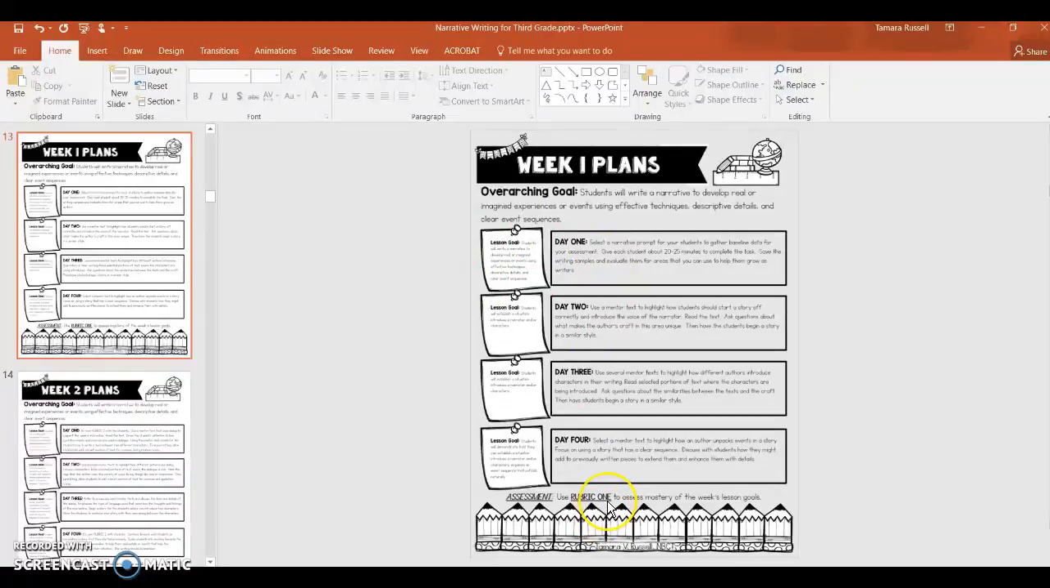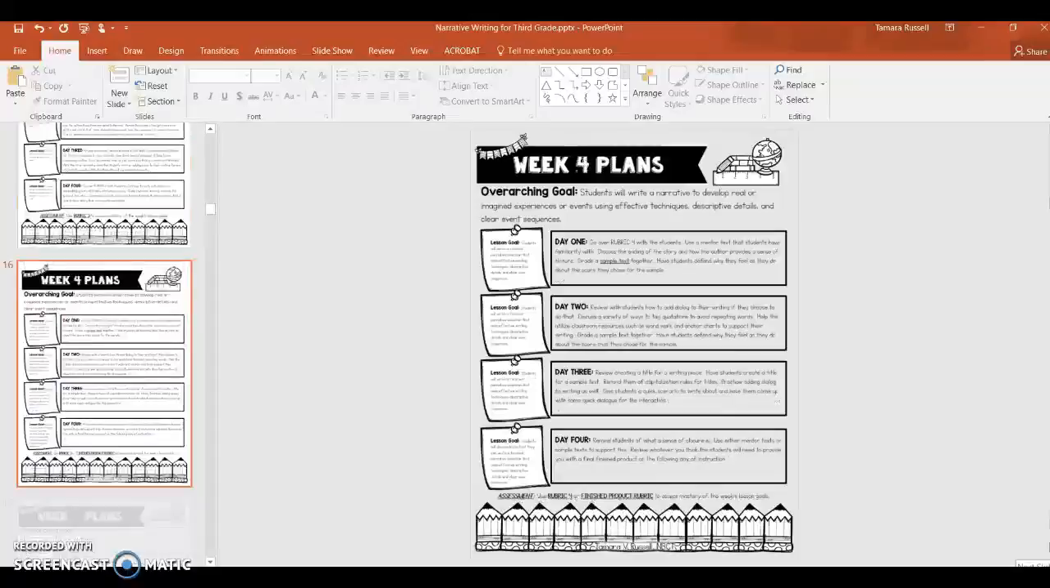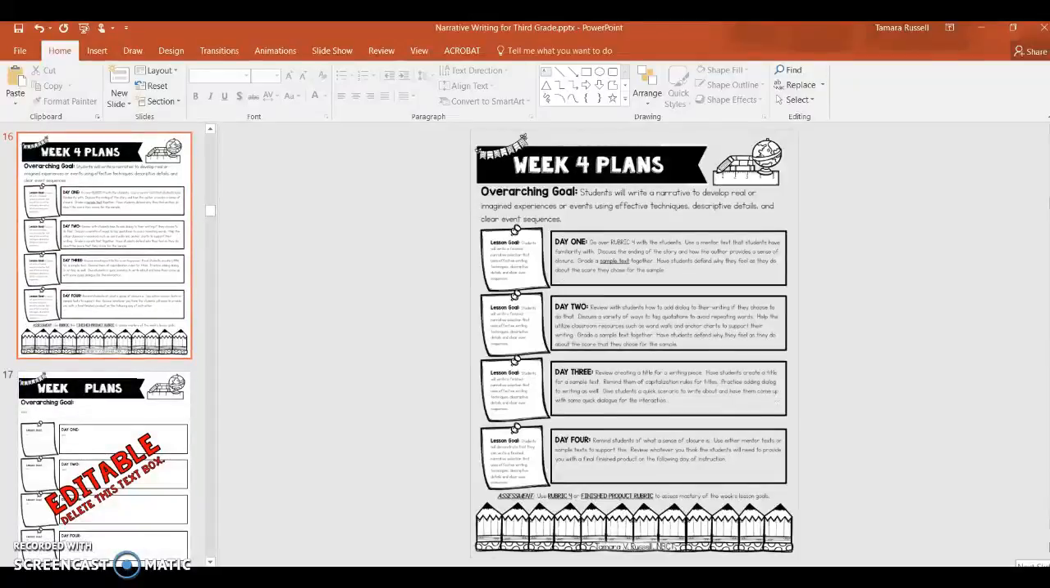And then on the 5th day, you can do a quick write with your students and follow up with the rubric that I've given to you. And we're going to get into talking about the rubrics in just a second. So for this unit, there are 4 weeks of plans. Now, these are all the suggested things that I have for you.